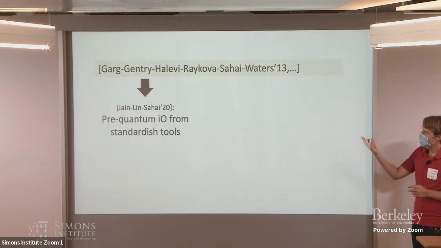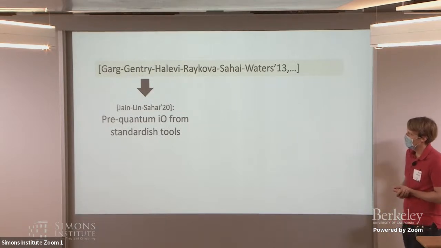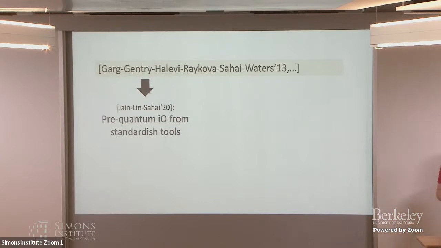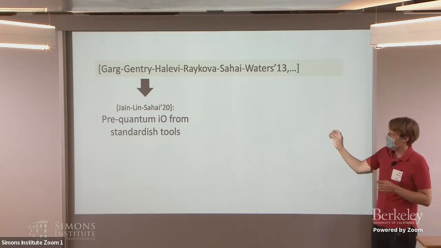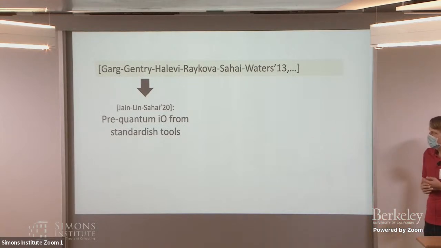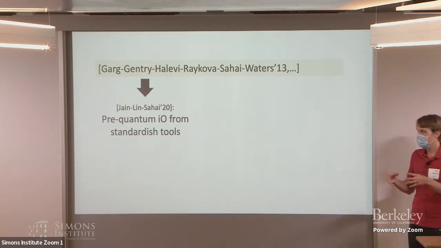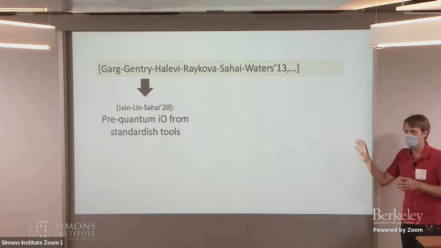Sort of a big change happened in 2013 with the first proposal of mathematical obfuscation. And then there are tons of works I can't possibly summarize. That would be a whole talk on its own. But the main things for us today are that a couple of years ago, there was this breakthrough work by Jain, Lin, and Sahai that showed how to build iO from somewhat standard tools, except they're pre-quantum.